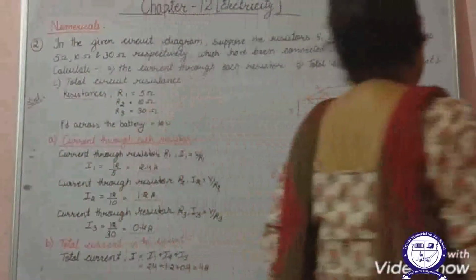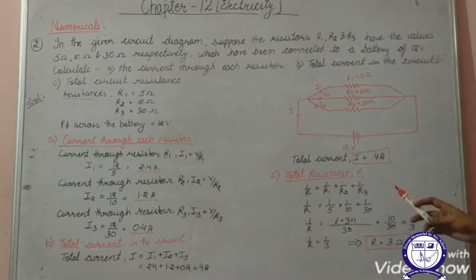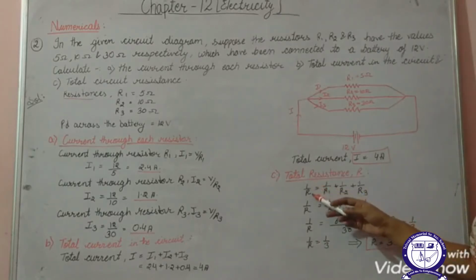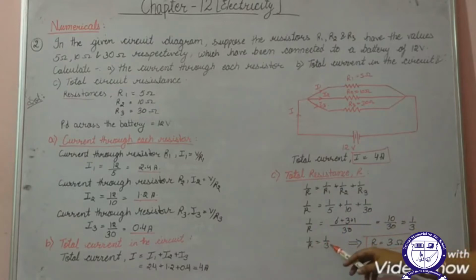Last part is the total resistance. Now we know that all the three are connected in parallel, hence the total resistance for a parallel combination is given by 1 by R is equal to 1 by R1 plus 1 by R2 plus 1 by R3, where R is the total resistance of the circuit. On substituting the values and solving, we'll get it to be 1 by 3. Now 1 by R is equal to 1 by 3. This is not the answer, this is the value of 1 by R. On reversing it, we will get the value of R, which is equal to 3 ohm.